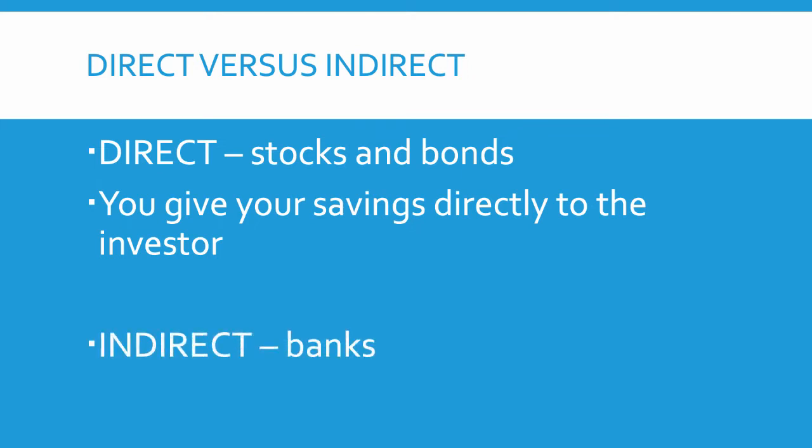The indirect way of getting savings into the hands of investors is through the banks. When you give your money to a bank, the bank acts as a go-between between you and the investor. Because remember, you're the saver. Let me show you what that looks like. When we're talking about indirect methods of getting savings into the hands of investors, you've got to have someone in between. You need a middleman, and the middleman is the bank. So here's what that looks like.